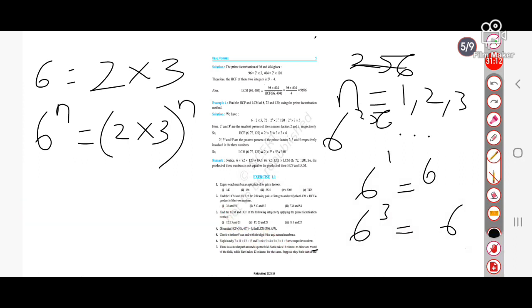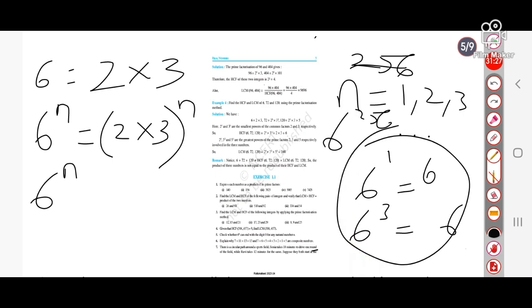There is no presence of 5 over here, so we can easily conclude that 6 power n, where n can hold any value, cannot end with the digit 0 for any natural number in its power value. It cannot end with 0 at all.